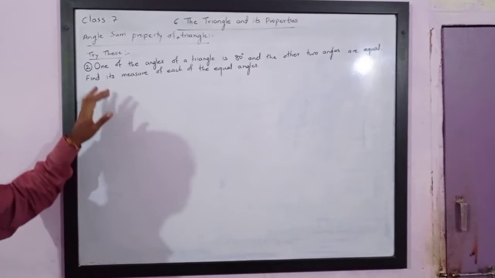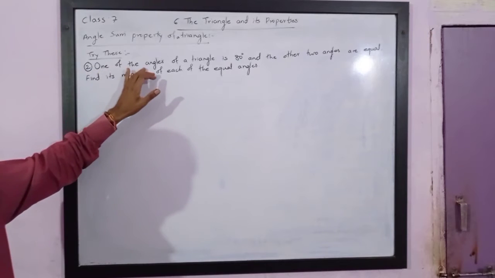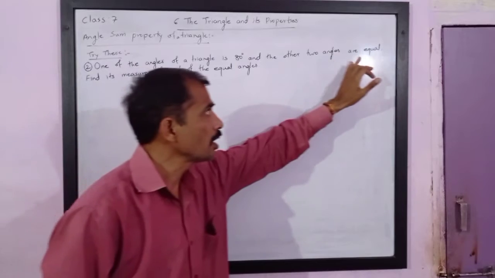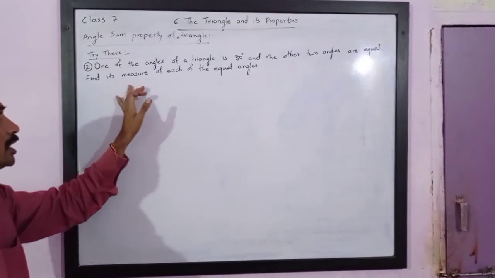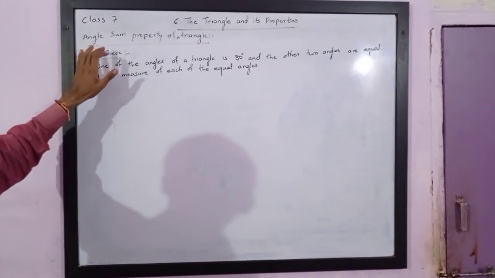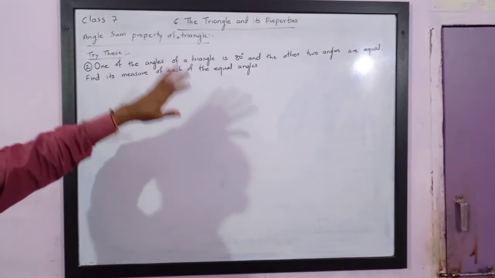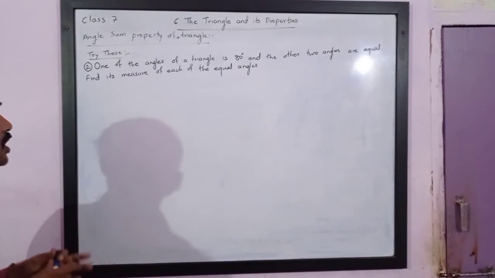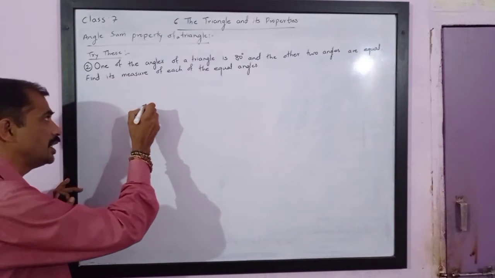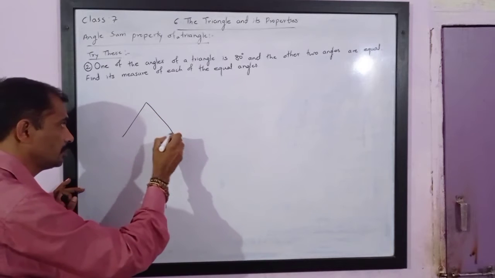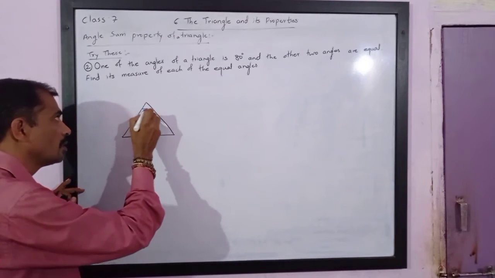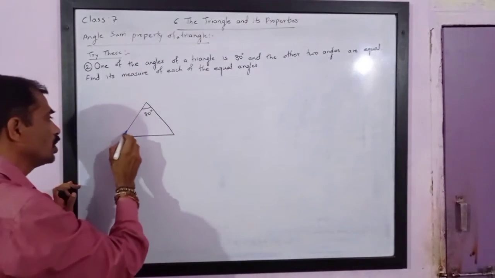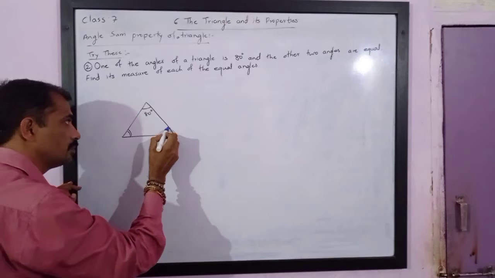Dear friends, the second question is: one of the angles of a triangle is 80 degrees and the other two angles are equal. Find the measure of each of the equal angles. We are trying to understand the angle sum property of a triangle and trying to solve some problems depending upon that property. Now see, one of the angles is 80 degrees. This angle is 80 degrees. And the other two angles are equal. So these angles are equal.